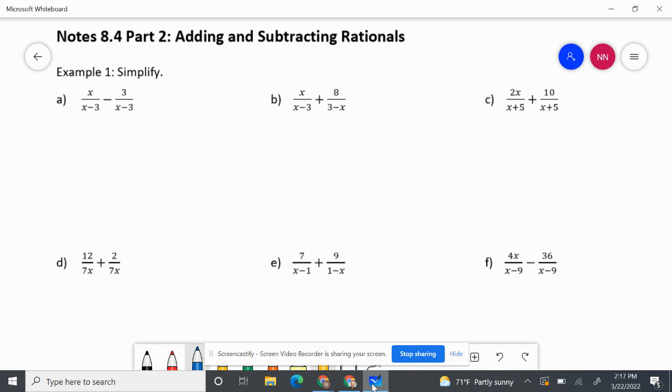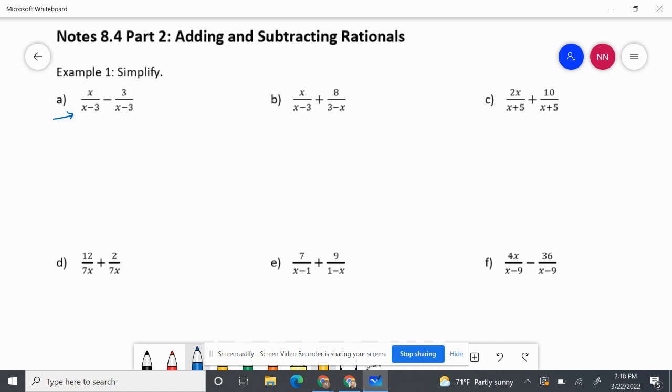We're going to continue adding and subtracting rationals. Here we're looking at a little bit more complicated problems with a denominator other than what we just did previously, with maybe a 4 or a 6. Here we have an x minus 3.